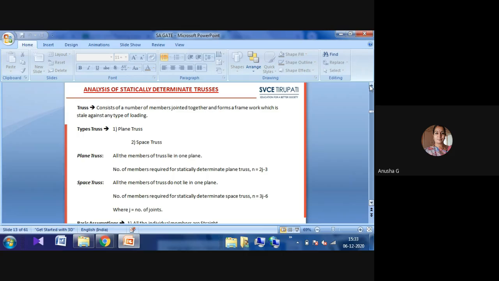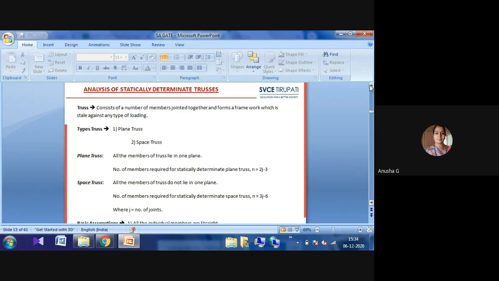That is, the number of members required for a statically determinate plane truss is n equal to 2j minus 3. That is our formula for a plane truss. If it is a space truss, all the members of the truss do not lie in one plane. They will be in different planes.